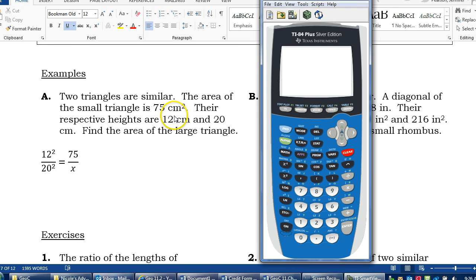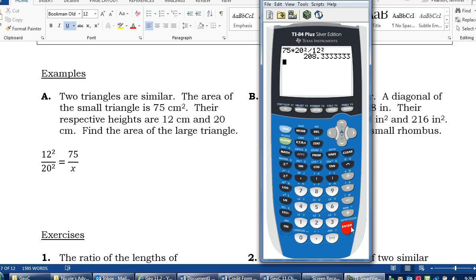So I wanted to show you the options on how to type this on your calculator. I had to change it so I could see it at the same time, but we do 75 times 20 squared divided by 12 squared. So I can type this with the squareds in there, and it gives me my answer, 208.3 repeating.